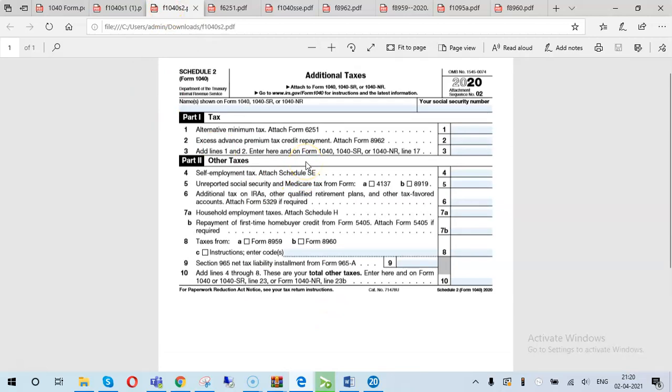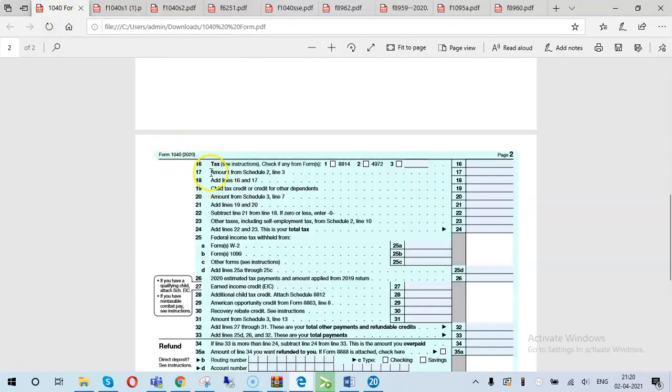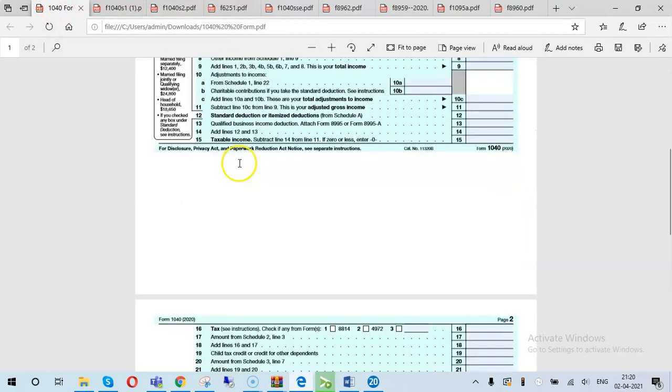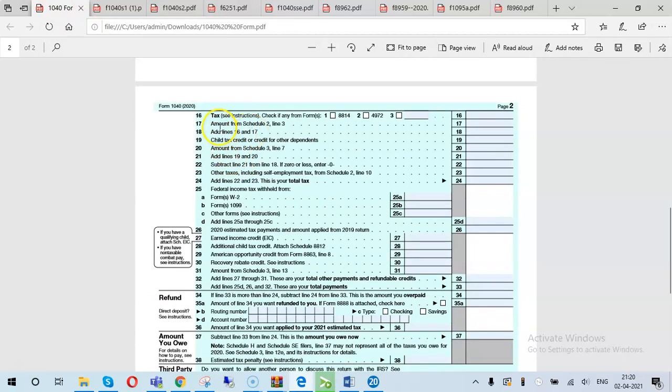Let's recapitulate everything. So line number 1 is for AMT, and you have already seen Form 6251. Line number 2 is for 8962, excess advance premium tax credit repayment. The total of line number 1 and 2 comes to line number 3, and this should flow to line number 17 of 1040, the amount from Schedule 2 line 3 here.